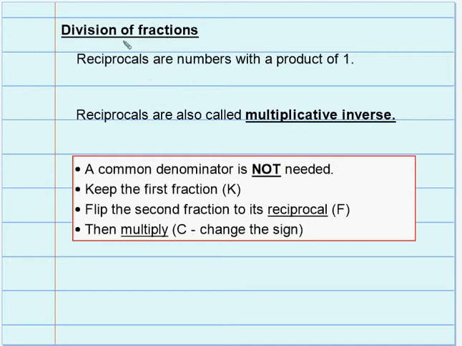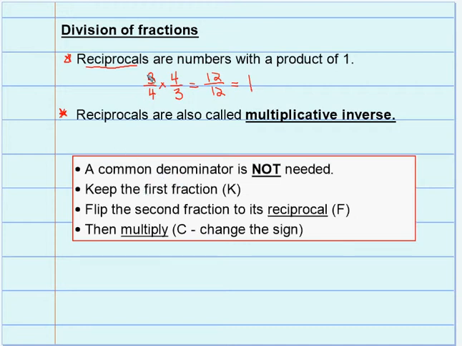Okay, so division of fractions. Reciprocals, this is an important word right there, reciprocals, are numbers with the product of 1. So they look like this, 3/4 times 4/3. That's going to equal 12/12, which will reduce to 1. 3/4 and 4/3 are reciprocals. You're basically flipping the fraction over. Reciprocals are also called multiplicative inverse. So if it says what is the multiplicative inverse of, you're looking for the reciprocal. So you might want to star that in your notes.